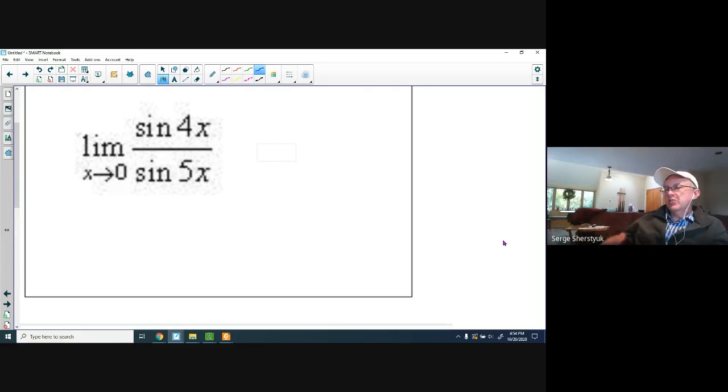Almost instantly, the answer is 4/5. Now, you could go through all the steps why that is the case, but really, at the end, you could train your eye to see the answer is going to be 4 divided by 5. The way to think of it is, sine of something divided by something has got to be the same thing.